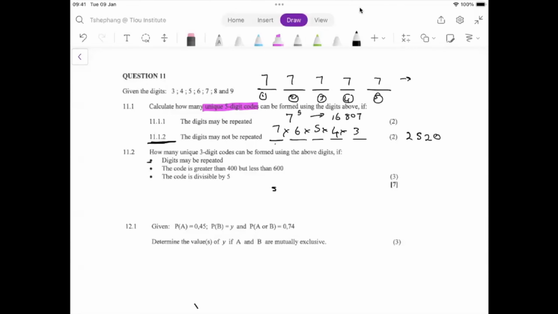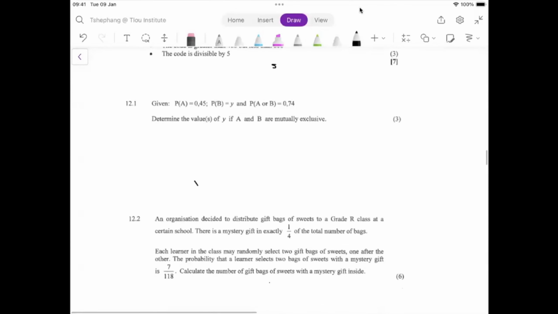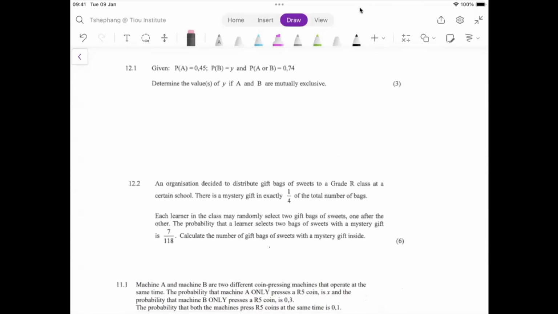Now, let's move on to 12.1. Like I said, we are going to skip some of them. If we have enough time, we will come back to some of these questions. But I want to do 12.1 and 12.2 quickly. Right, 12.1, you guys will be able to do. What are they saying here? Given that P of A is equal to 0.45, P of B is equal to Y, and P of A or B is equal to 0.74. Determine the value or values of Y if A and B are mutually exclusive. They're mutually exclusive. I'll give you guys a minute for that one.